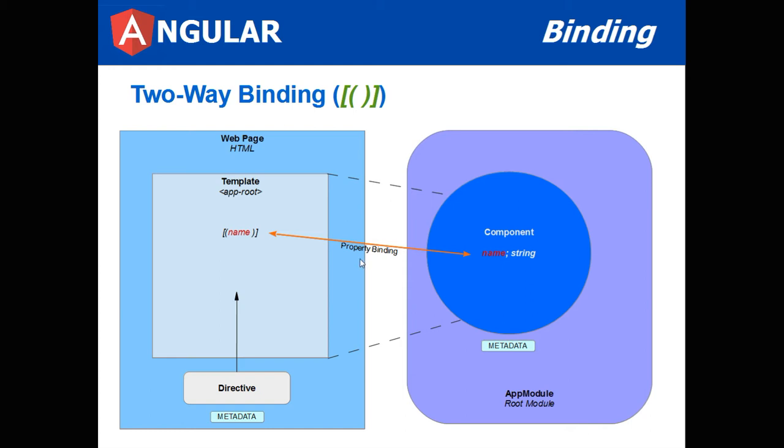So two-way binding goes both ways. I type in a name, it goes to the component. I change the component, it goes back out to the template. Once again, this is a directive, and this is the syntax you use.